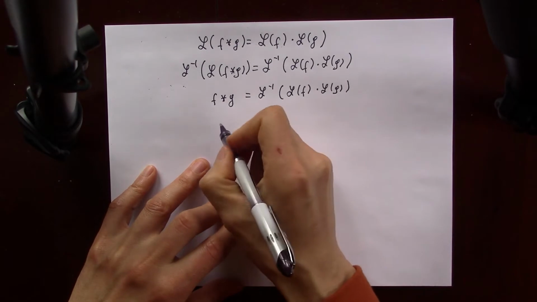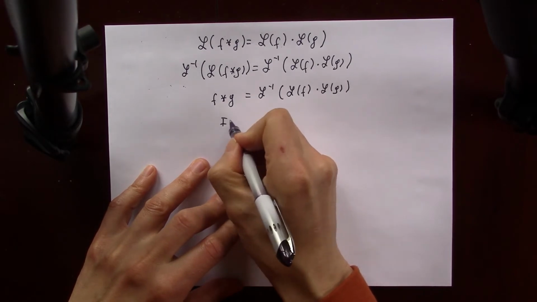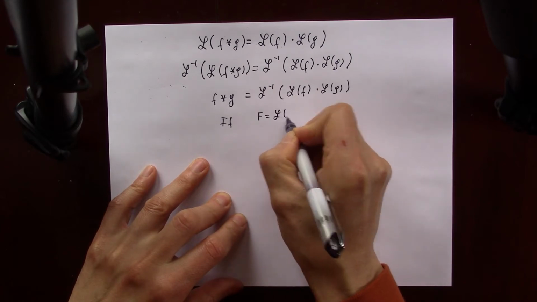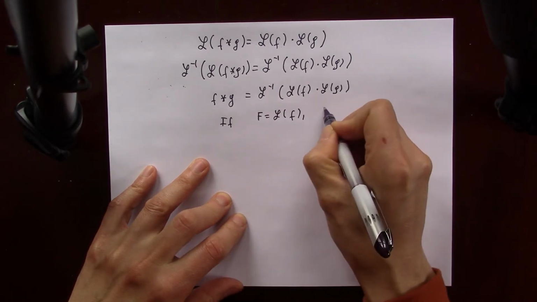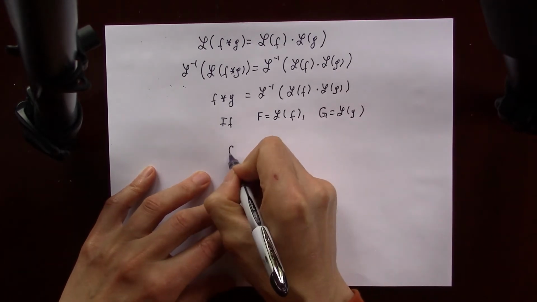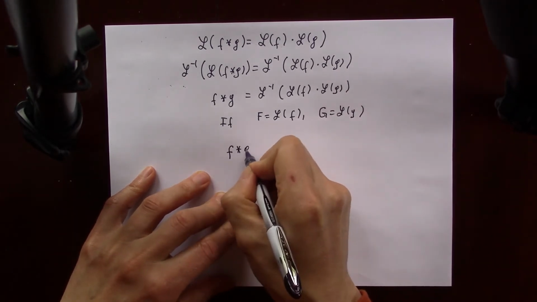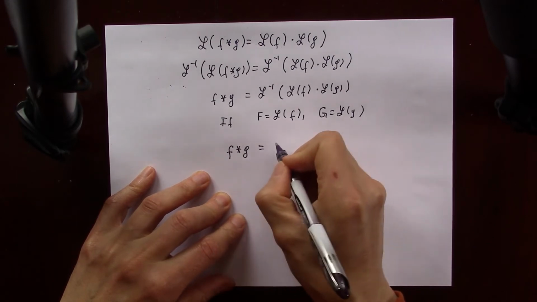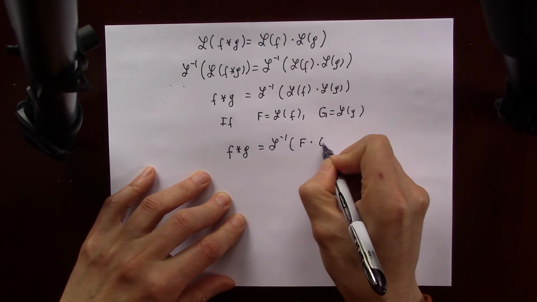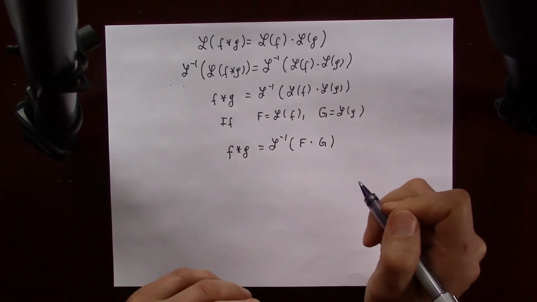And now if I use capital F for Laplace of little f and capital G for Laplace of little g, then we're going to have f convolution g equals Laplace inverse of F times G. F and G are capitals.